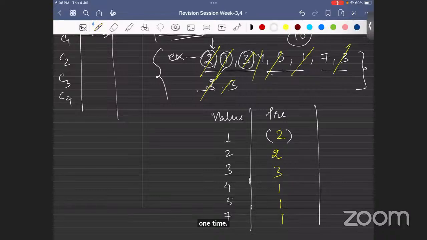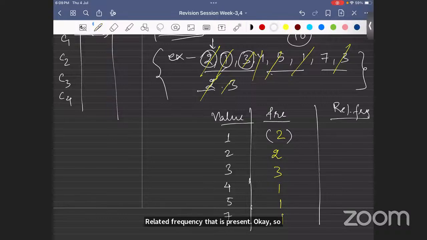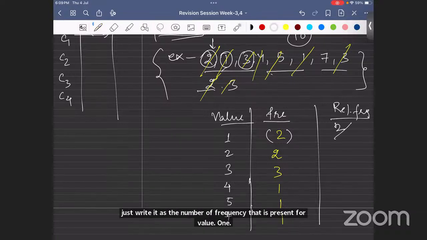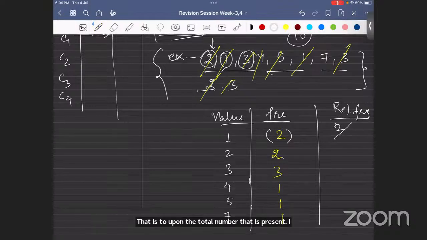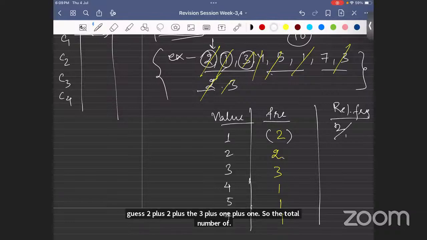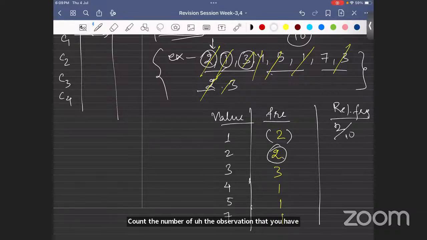The other thing you can write is the relative frequency. Relative frequency is pretty simple; you have already learned it for the categorical variable. You write the frequency for value 1, which is 2, over the total number, 2 plus 2 plus 3 plus 1 plus 1, the total count of observations, so 10 basically. Similarly, for 2 it is 2 upon 10, and likewise for the other values.